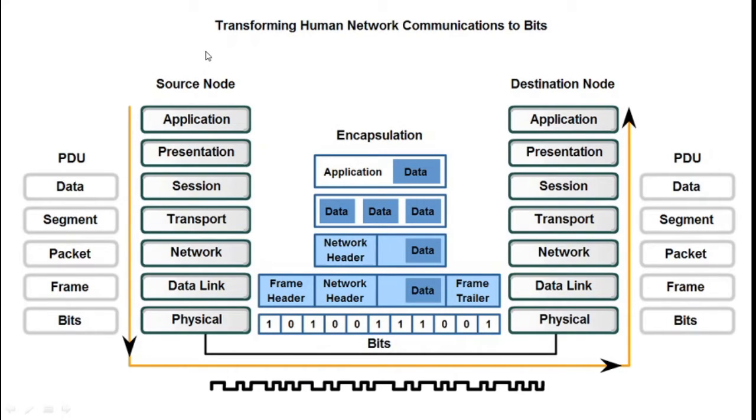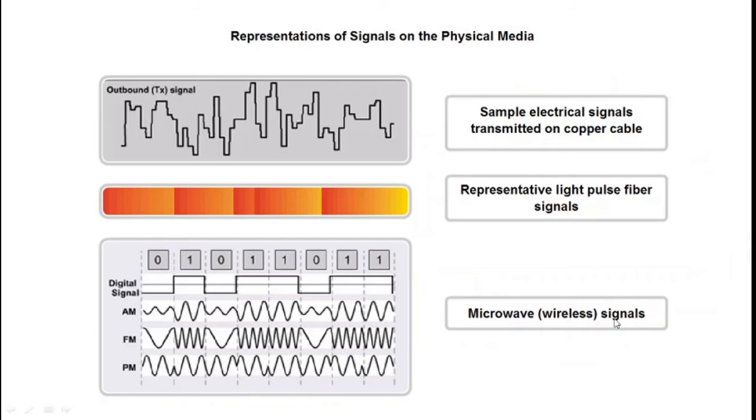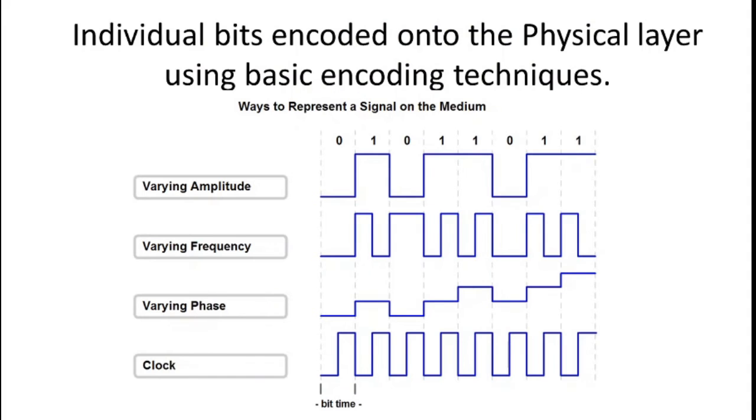So when we transmit computer network communications through the physical layer, the data has to be converted into bits and transmitted in the form of electrical signals, or in the form of light pulses if it is going to be passed through fiber, or in the form of microwave signals as AM, FM or PM. So these are the various representations of signals on physical media.